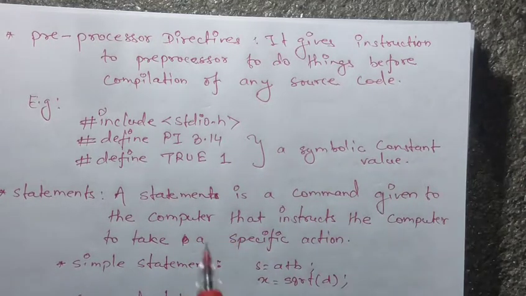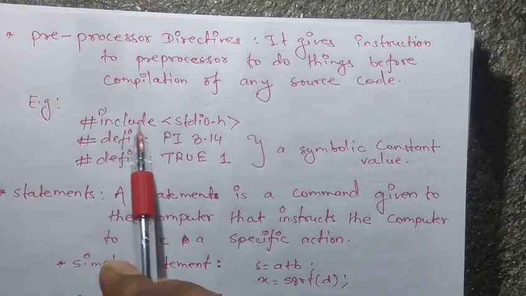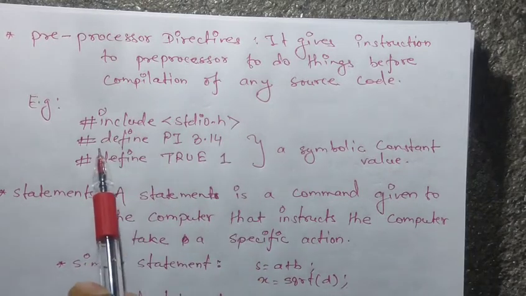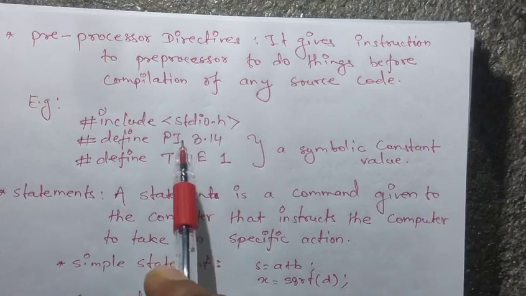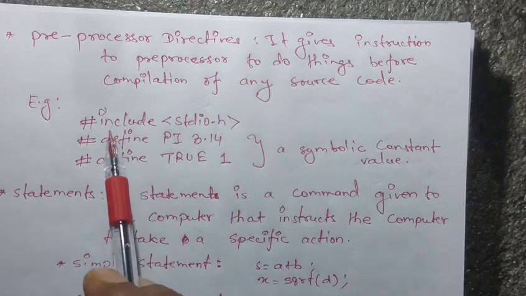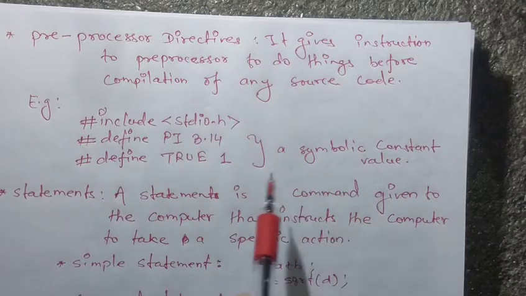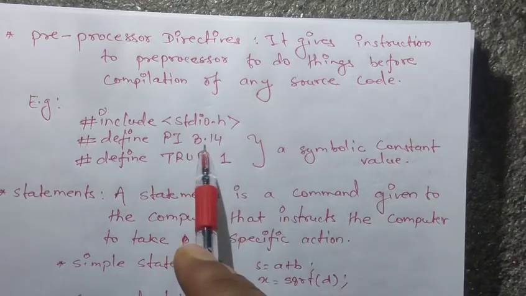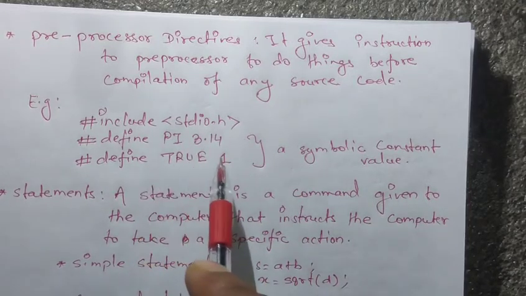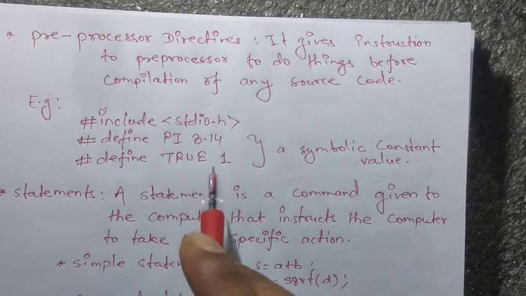Okay, so let's see the example here. #include <stdio.h>, #define. For defining, there are two types of preprocessor directives. They are include and define. So define will declare a symbolic constant value, that is pi 3.14, true 1. Okay, so these are preprocessor directives.